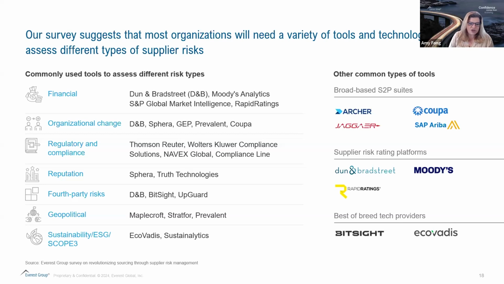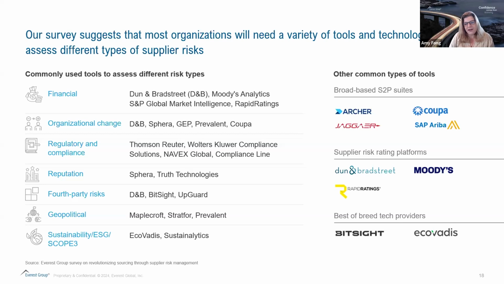Different suites as well as tools help with organizational tracking, regulatory and compliance. Often you need something that's more industry specific to hit those compliance requirements, like Wolters Kluwer or Thomson Reuters or any of those listed here. Reputation, there's a few different solutions for fourth party risks as well. And then we look at geopolitical, and then finally sustainability, where EcoVadis is well known for that. Sustainalytics, that one's tricky to say, also offers some sustainability.